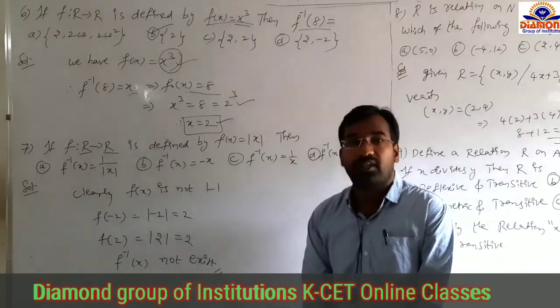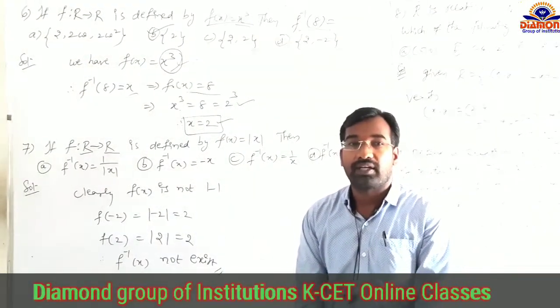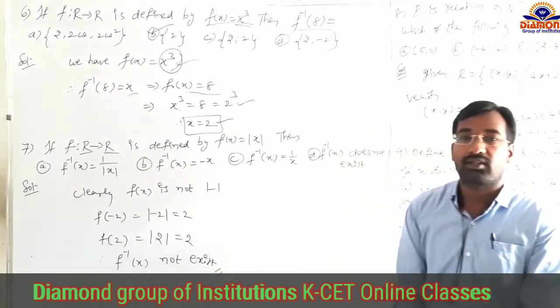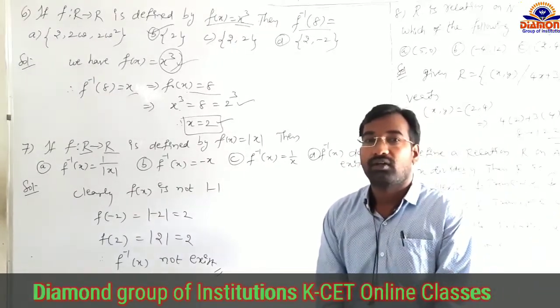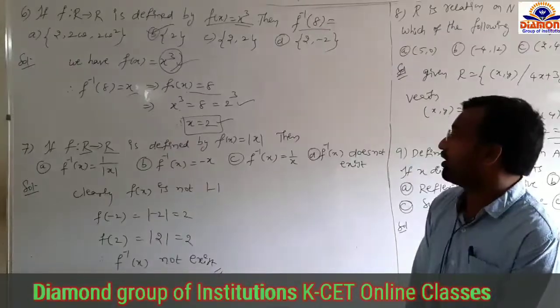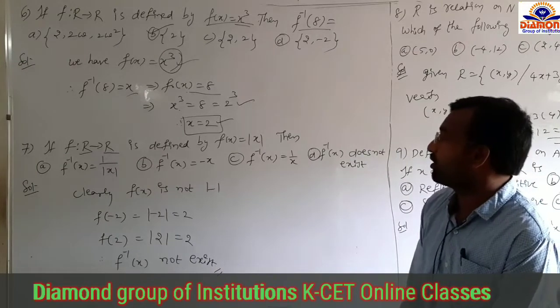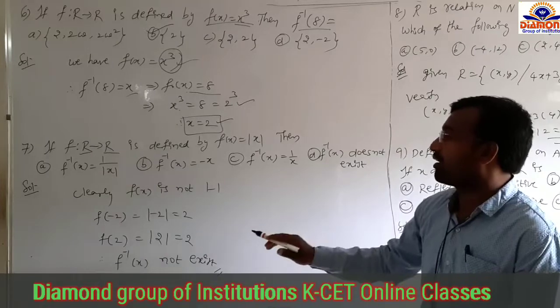For the given function, the inverse exists only when the given function is bijective. Bijective means it compulsorily satisfies the 1-1 and onto conditions. So first you can verify the 1-1 and onto conditions. What about 1-1? f of x equal to mod x is given. So clearly the given function is not 1-1.